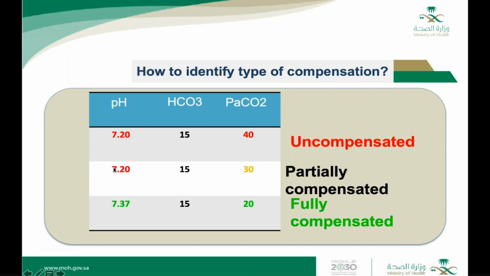Here we have a partially compensated case. The CO2 is trying to get the pH to the normal value, so we call it partially compensated; it starts to move. But here there is no compensation at all because the CO2 is in the normal value. This is in both directions. So if the CO2 is the cause why the pH is above or lower than the normal value, the bicarb will take over the compensation.